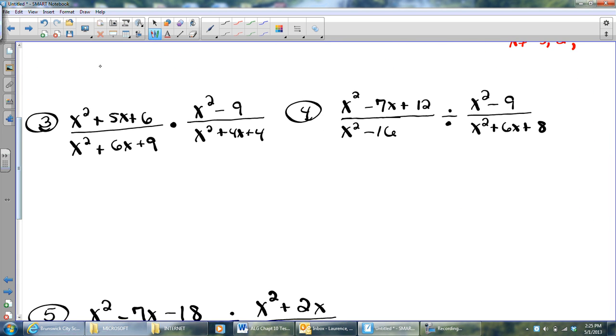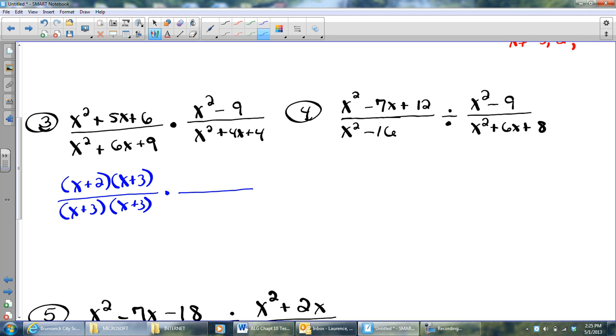All right, number 3, look to factor again. So I'm going to factor this numerator here, the x squared plus 5x plus 6, and that's going to factor as x plus 2 as a quantity and x plus 3 as a quantity. The denominator, perfect square trinomial, it's going to factor like x plus 3 as a quantity times x plus 3. The numerator of the next fraction will be x plus 3 times x minus 3. The denominator of the next fraction, perfect square trinomial, it's going to be x plus 2 as a quantity and another x plus 2. A lot is going to cancel out.